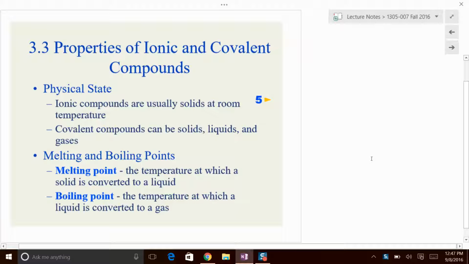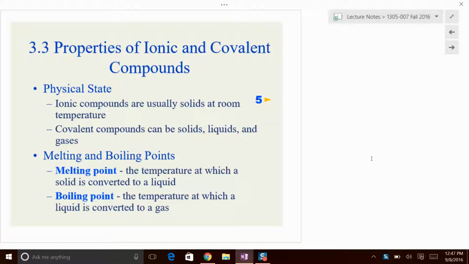Okay. So we have ionic compounds, we have covalent compounds. We've talked about both. Ionic compounds come together through the opposite attraction of their charges. Okay? Covalent compounds come together because of sharing of electrons. And this creates different properties for these different compounds.